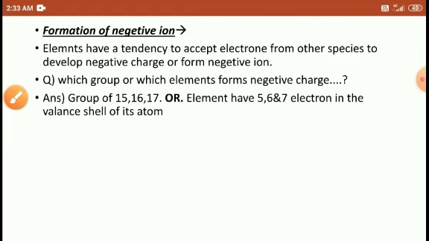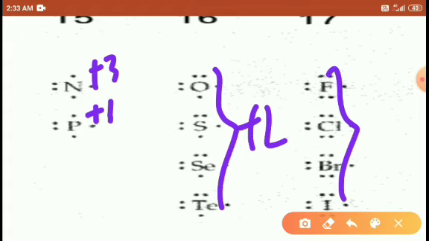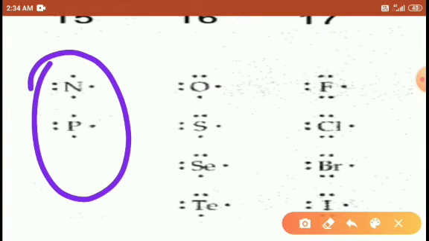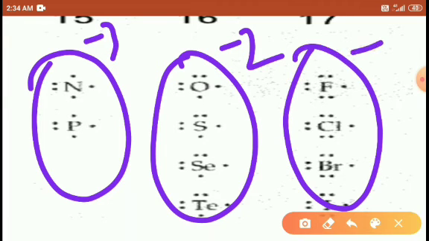Okay, students. Look here at the group 15 elements: nitrogen, phosphorus; group 16: oxygen, sulfur, selenium, tellurium; group 17: fluorine, chlorine, bromine, iodine. Right, students? Here the 5 electrons accept 3 to form 8. These all accept 2 electrons, and these all accept 1 electron. So these develop a -3 charge, these a -2 charge, and these a -1 charge.